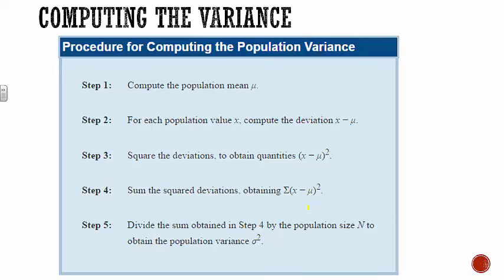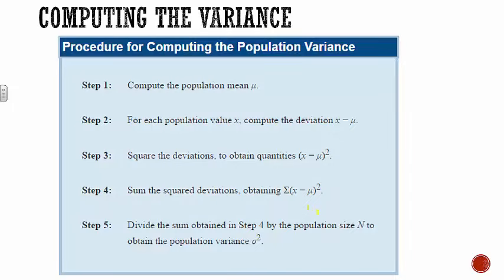Again, you find your mean, you subtract it from each observation, you square it, and then you sum those numbers and divide it by the number in your sample size. Basically what you're doing is you're finding the mean, subtracting it from the values, squaring it, and then you find the mean again. That will give you the variance, the population variance.